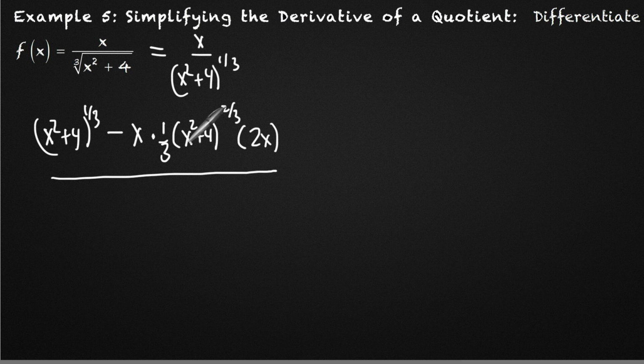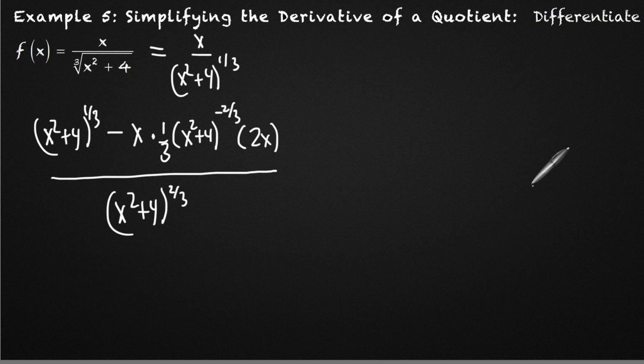Now, the bottom squared is just like taking the 1/3 power and raising it again to the second power. So when you have an exponent raised to another exponent, you multiply the exponents. So that's going to give us x squared plus 4 to the 2/3 power. Okay, so you can work that out on the side if that confuses you.